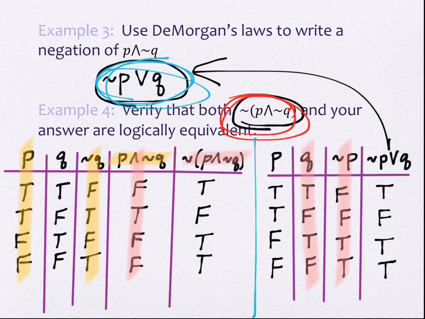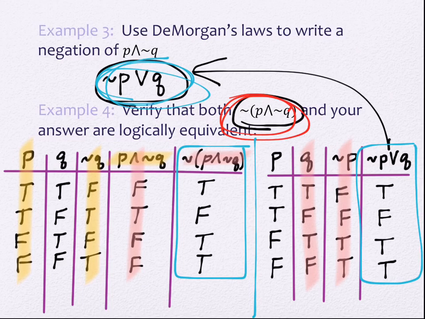And so what we're actually doing is we're verifying that when I look at the last column of each table, what do I see? The exact same true-false arrangement. And that will always happen if you have logically equivalent statements. And we'll stop there for today.